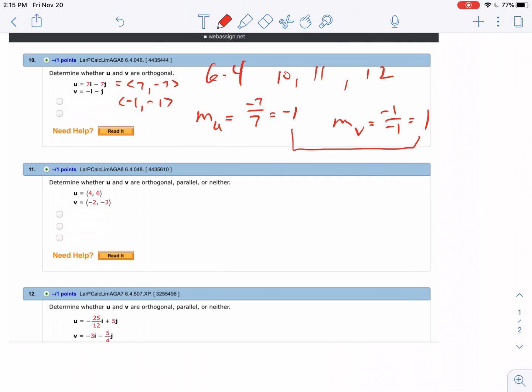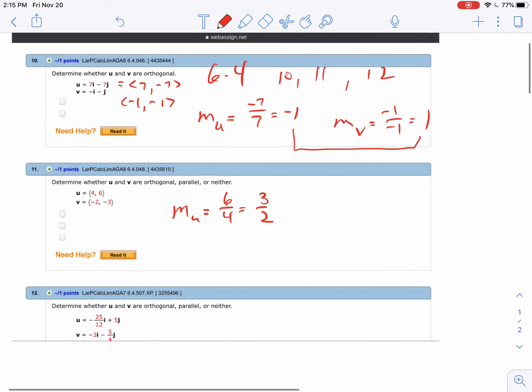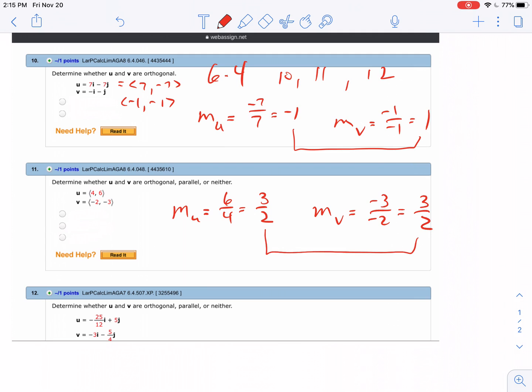For number 11, I would just do the slope of u. I'm getting 6 over 4, which is 3 halves. You put the y over the x. When you do slope, you do y to the sky. What's the slope of v? That's negative 3 over negative 2. Well, those 2 negatives make a positive. Now notice, those are identical slopes. And what does it mean if they're identical slopes? It's going to mean that they are parallel.